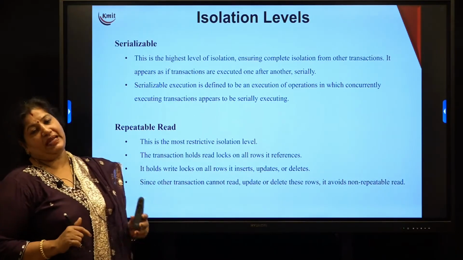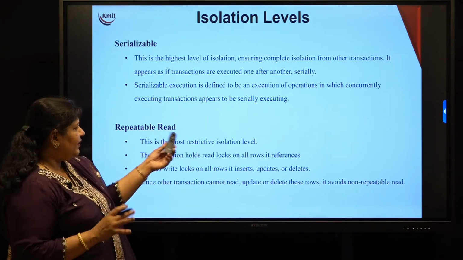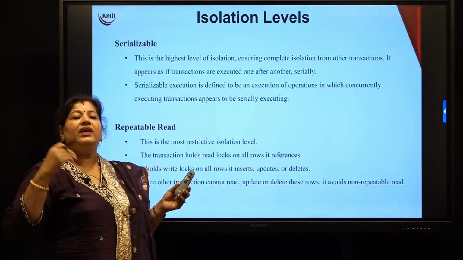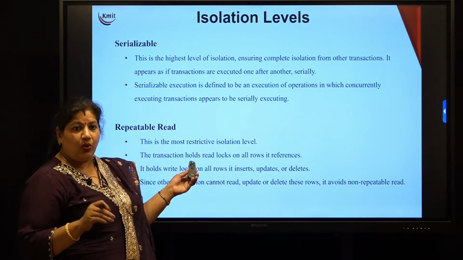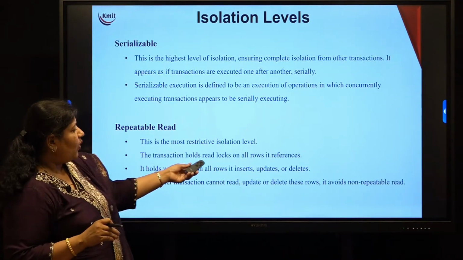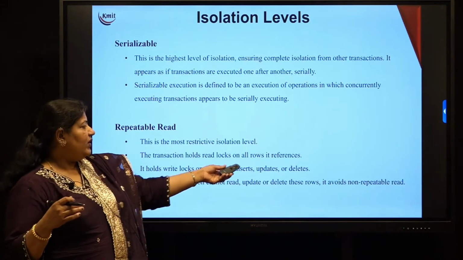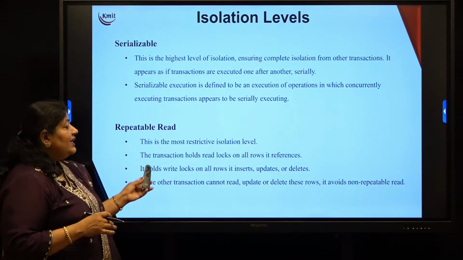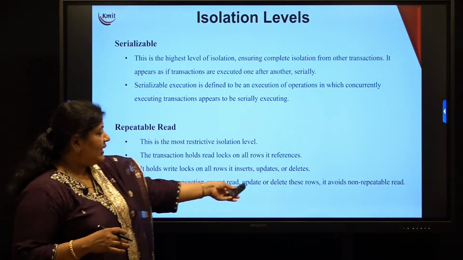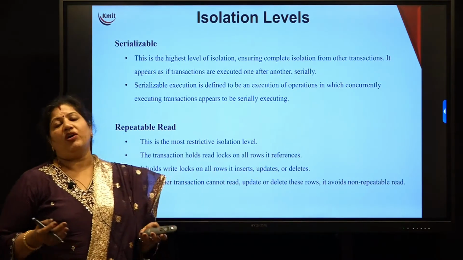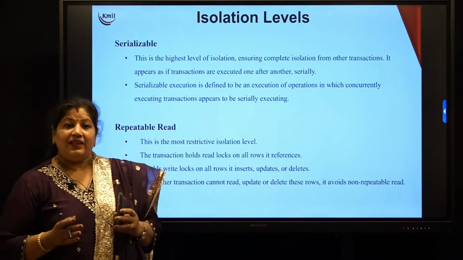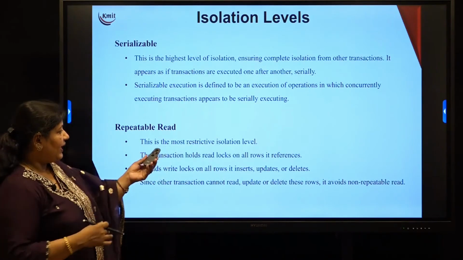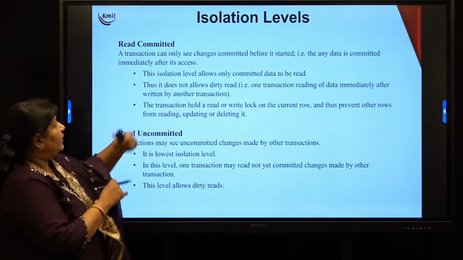Okay, we will see how it is implemented and why performance is reduced. Next comes repeatable read. This is the most restrictive isolation level where each transaction holds read locks on each row it reads, as well as write locks on all the rows for insertion, updation and deletion, that is, modification of your database. Since other transactions cannot read, update or delete these rows, it avoids non-repeatable reads. That means when one is accessing, all others have to wait. They cannot access or read that particular data.